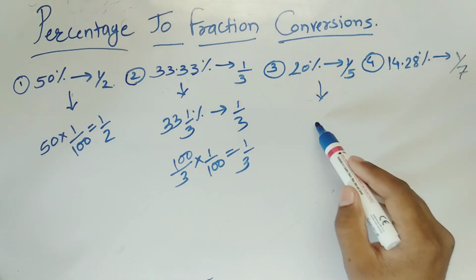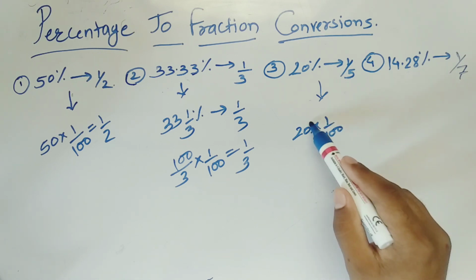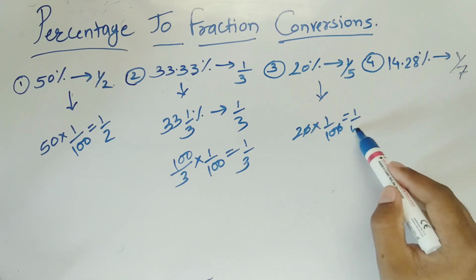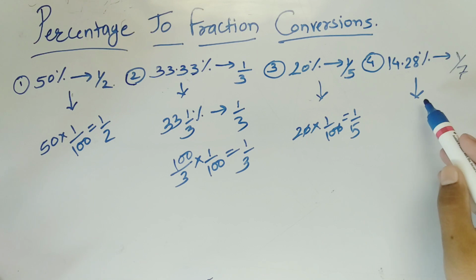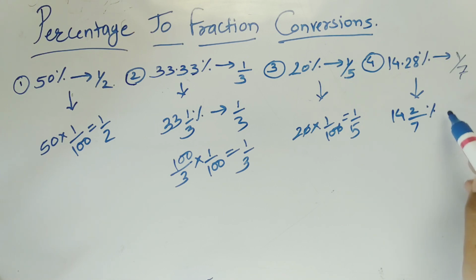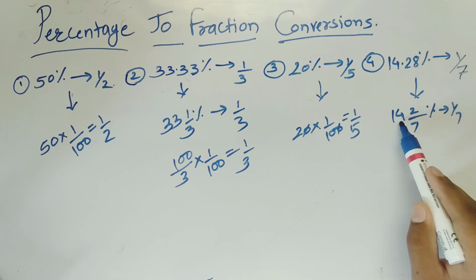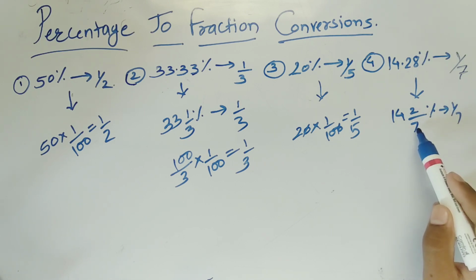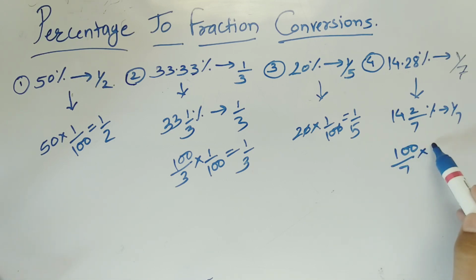Now for 20%, 20 numeral into its percentage 1 by 100. By solving it, we get the ratio 1 by 5. Now similarly for 14.28%, which can also be represented as 14 2 by 7%, it gives us the ratio 1 by 7. So how is this calculation done? When 14 is multiplied by 7, we get 98 plus 2 gives us 100 by 7, and into its percentage 1 by 100. So 100 gets cancelled out and we get the ratio 1 by 7.